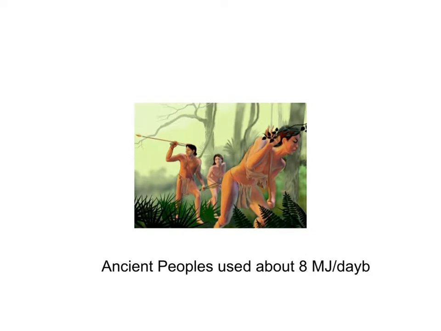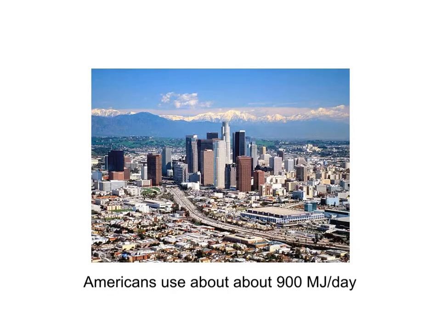All living things, including humans, require energy to stay alive, but there's a huge difference between the amount of energy per person used by ancient peoples and the amount of energy per person that we use today. Estimates are that ancient peoples, basically hunter-gatherer societies, used about 8 million joules, or 8 megajoules, of energy per day. Today, the worldwide average energy use per person is about 300 megajoules per day, but in first world countries, industrialized societies like the US, we use about 900 megajoules per day. So that's over 100 times more energy per person than was used in ancient times.